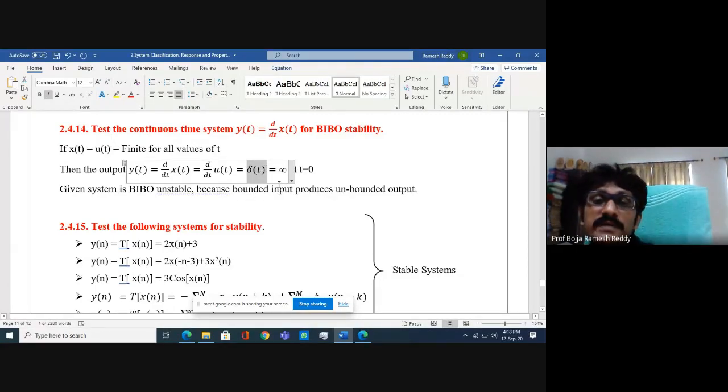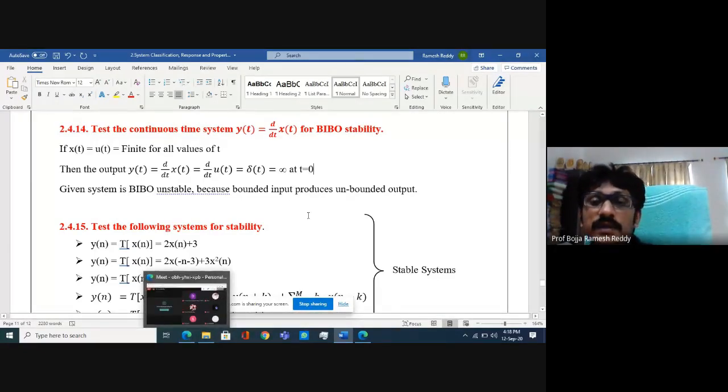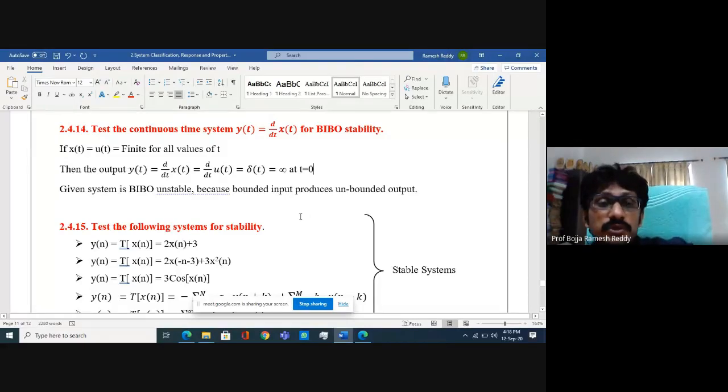And we know the amplitude of the impulse signal is infinity at the origin. This is the definition of the impulse signal. For every impulse signal, the amplitude is infinity at t equal to 0. This is one very good example. By seeing this question, everyone would say it is a stable system.